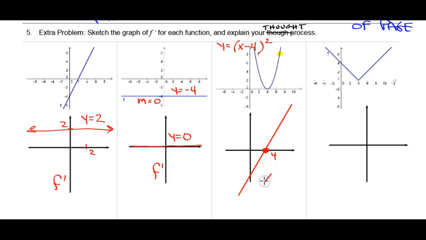Last but not least, let's take a look at absolute value of x. I think this is f of x equals absolute value of x minus 4, that quantity. We've already kind of seen this one.